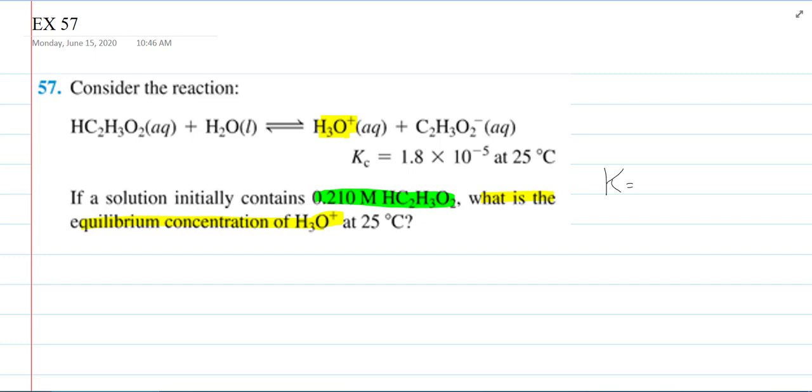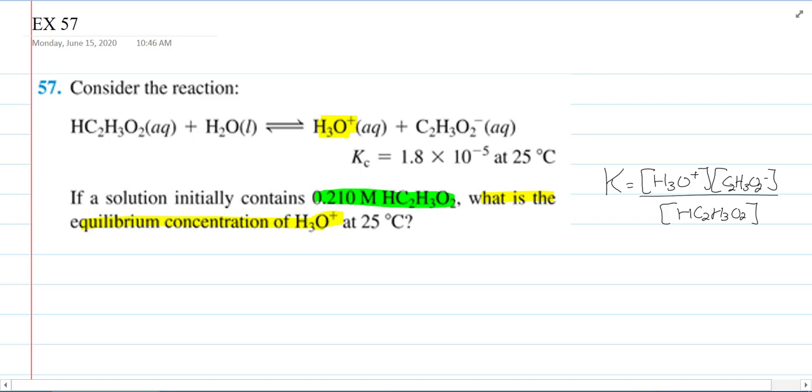So K is equal to the concentration of hydronium, which we're very interested in for this problem, times acetate, C2H3O2 minus, all over HC2H3O2. Okay, rewrite HC2H3O2. We don't put water in there, do we? Plus water, because water is a liquid. So I was getting lazy there, not putting my state symbols in. Don't get lazy.